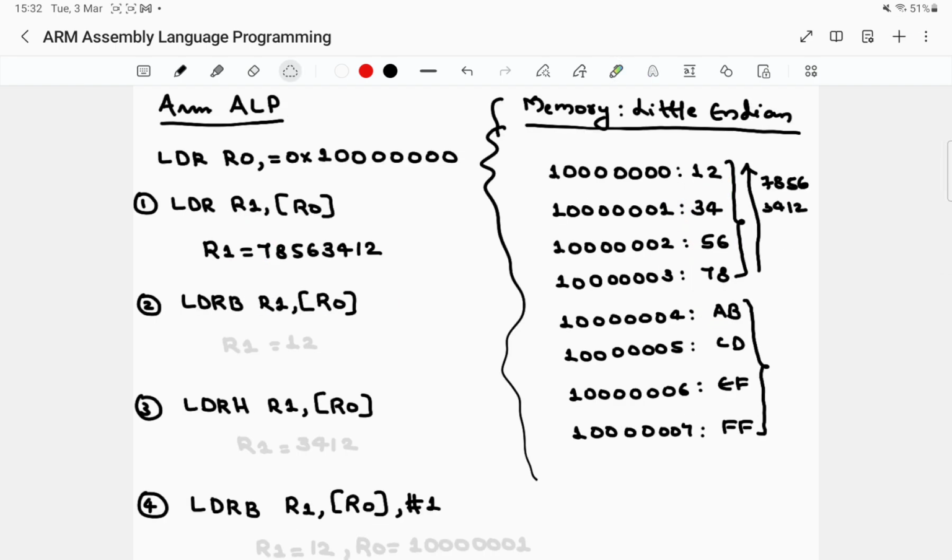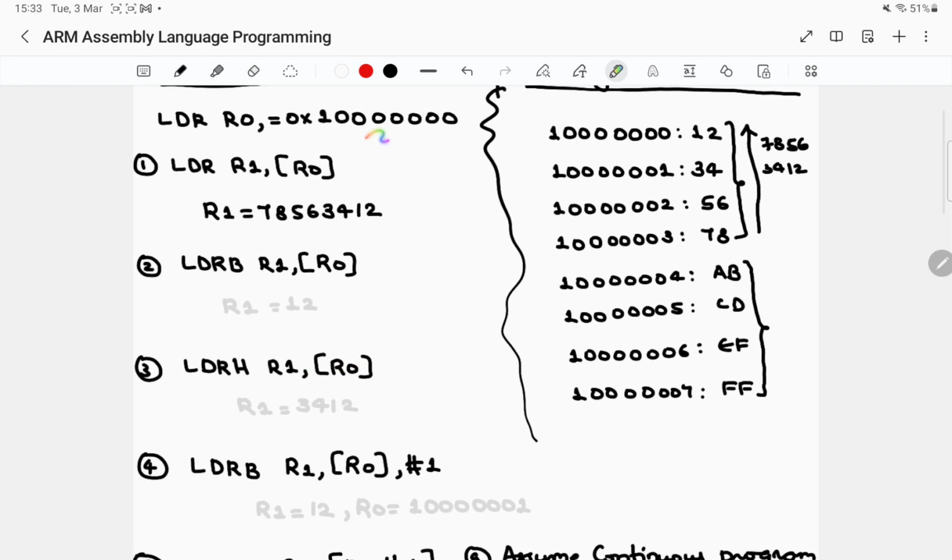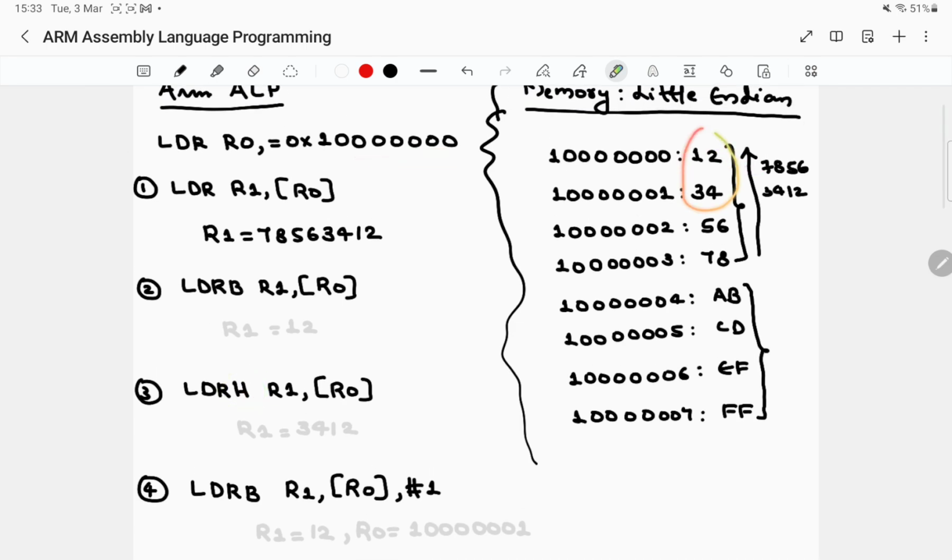We assume here this is a continuous program where each instruction carries forward from the previous instruction. Now LDRB R1, [R0]. It is a byte, so one byte pointed to by R0 will be loaded into R1. The R0 value has no change here, so 12 will be loaded to R1. Next is LDRH R1, [R0]. Again R0 remains the same. It is a half word that is going to be loaded, so 3412 will be loaded to R1.